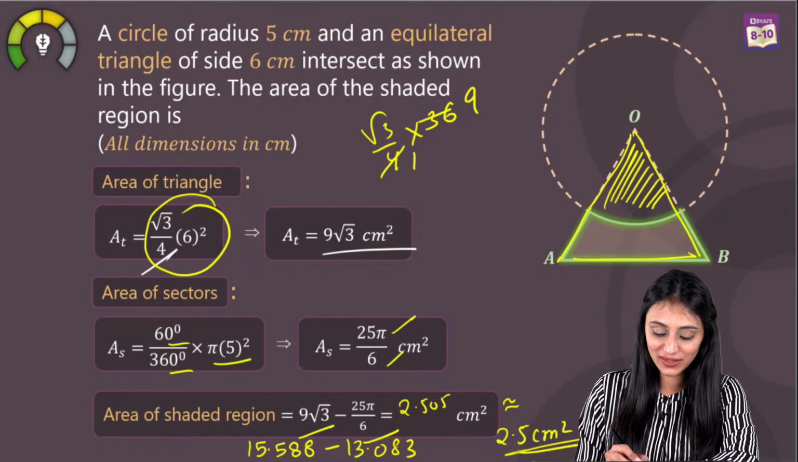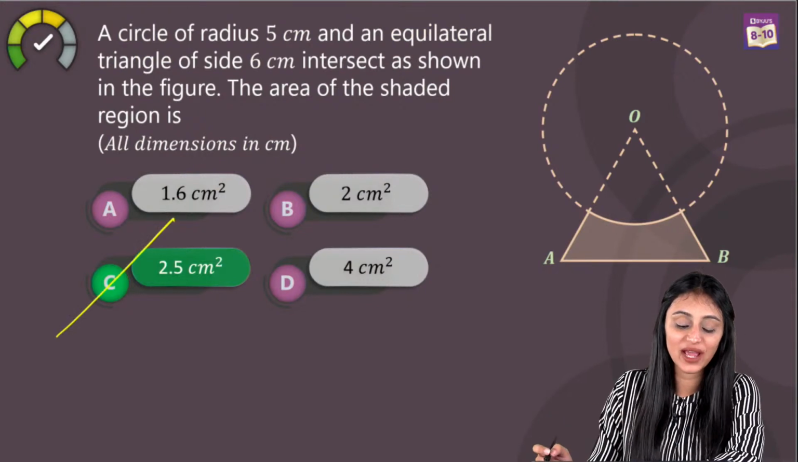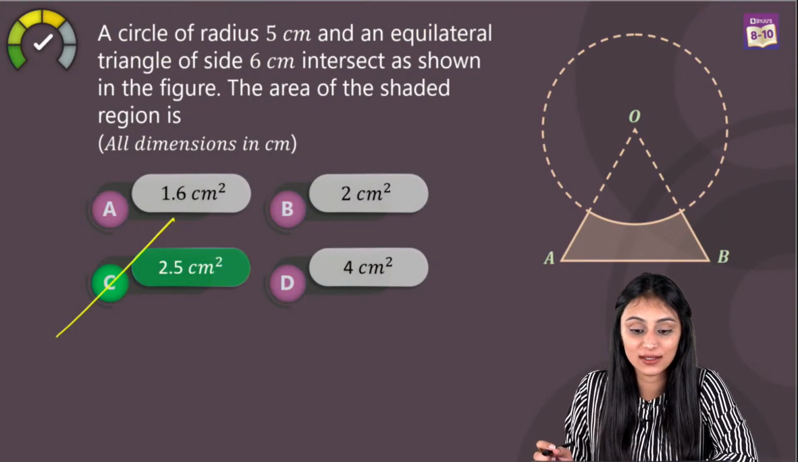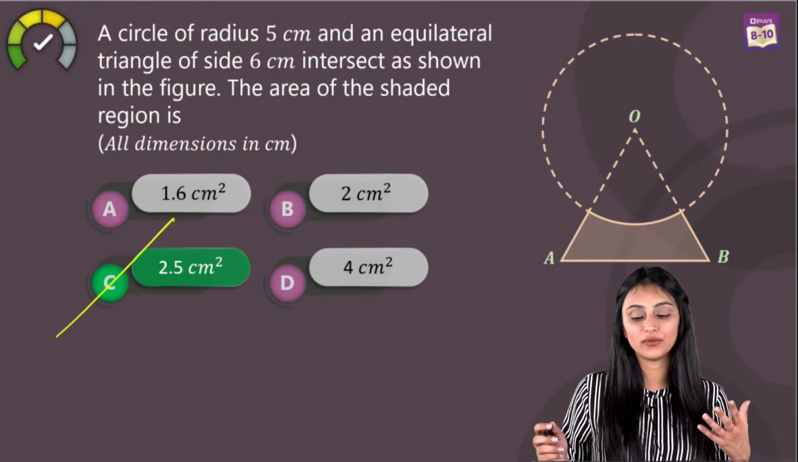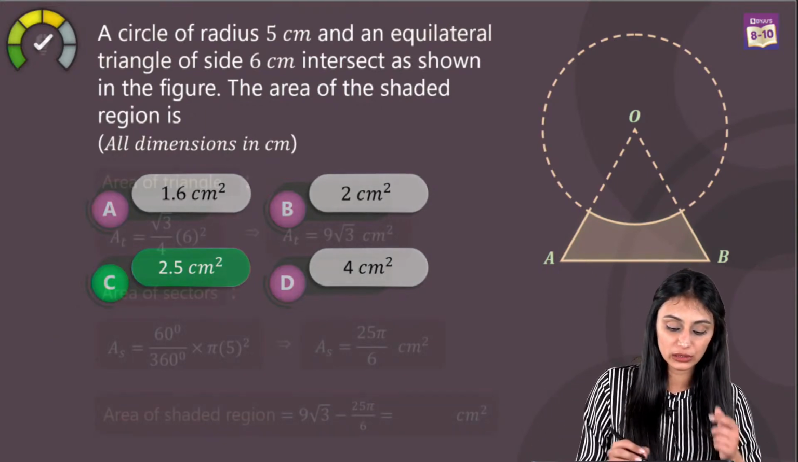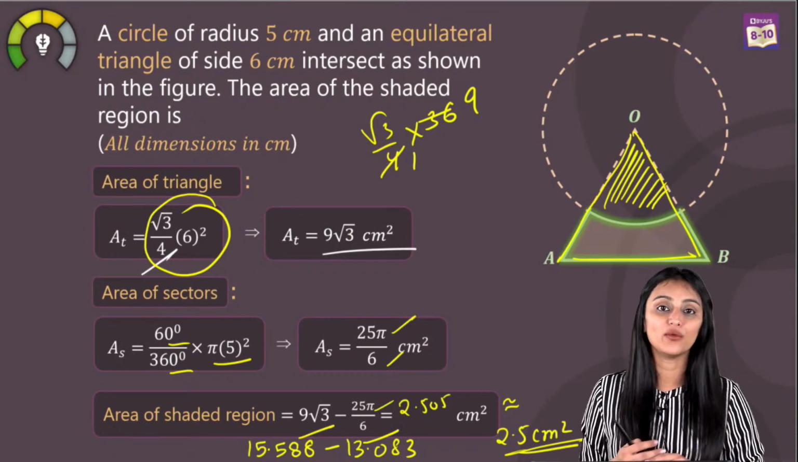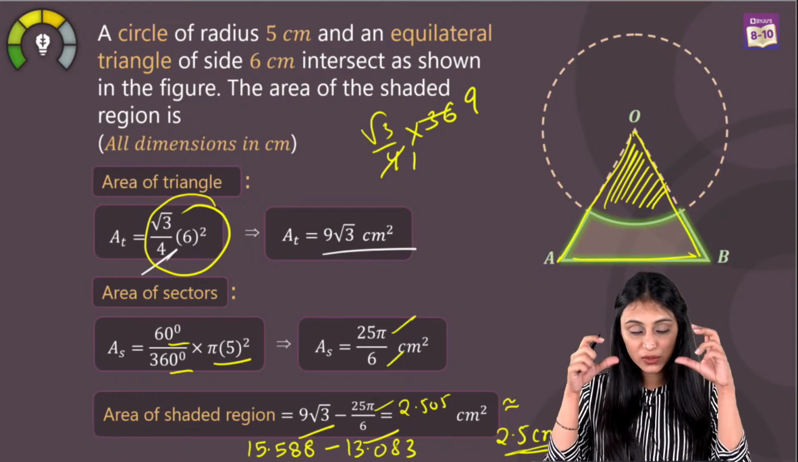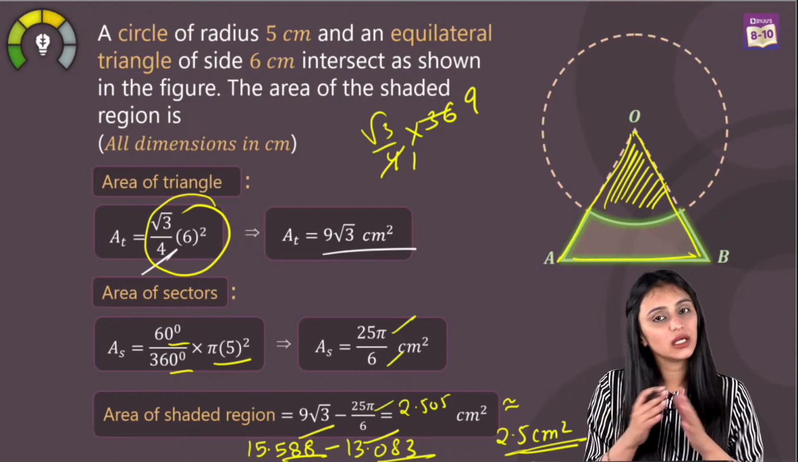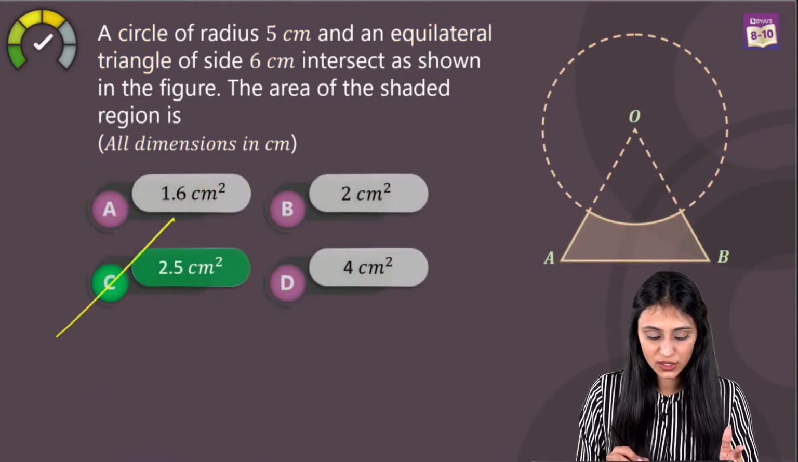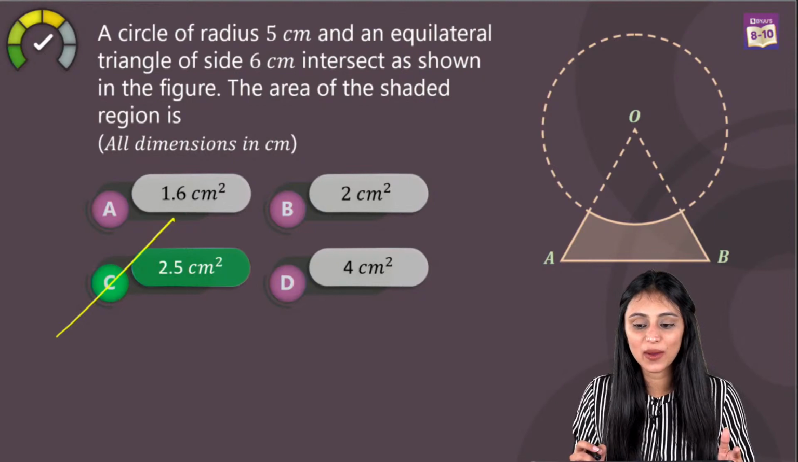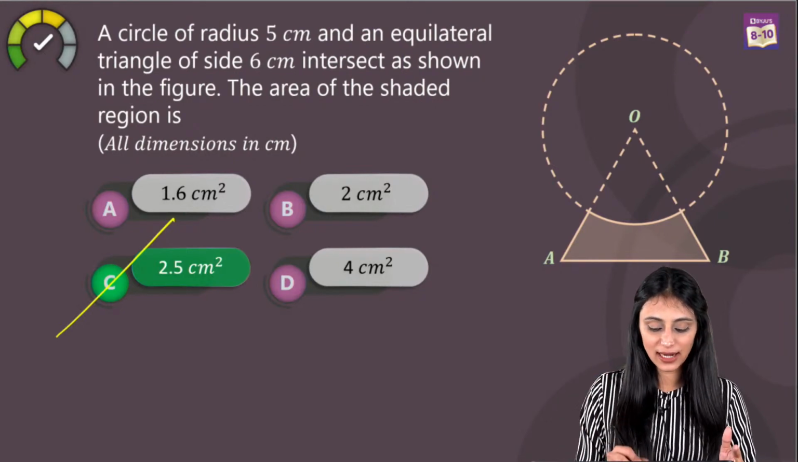All right. So, according to this, I can say that option C, which is 2.5 centimeter square, is the right answer for this. How to subtract them? First, you have to substitute the values of root 3 and pi over here, right? Whatever values you get from there, then you can subtract them. So option C, 2.5 centimeter square, is the right answer for this.